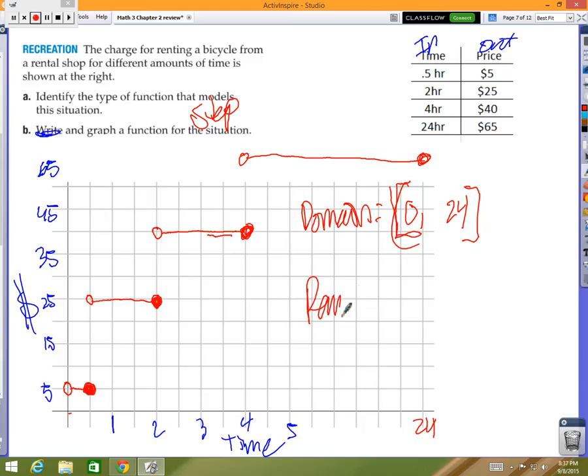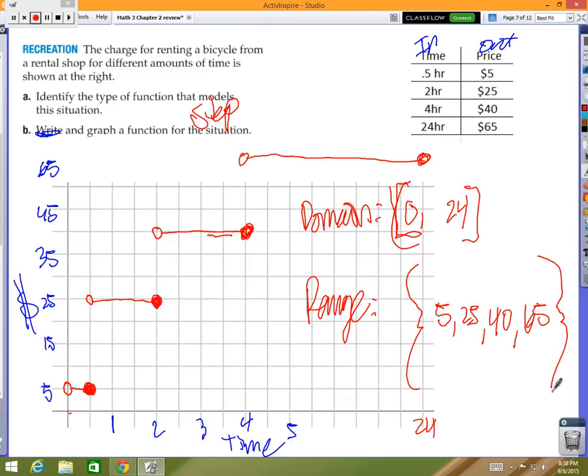The range, the up and down, what are the different outputs? Is it ever going to spit out 75 cents? Is it ever going to spit out $7? The answer is no. You've only got 4 elements in your range. If it's nothing between, we're going to make a list. So our range, I got 5, I got 25, I got 40, and I got 65. Those are the only 4 it's ever going to spit out. And that is it.